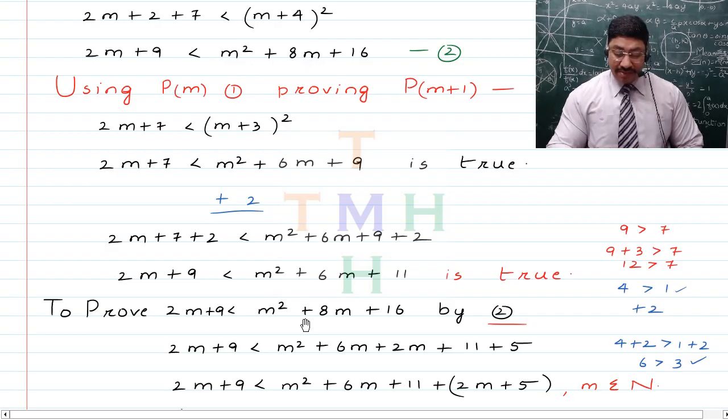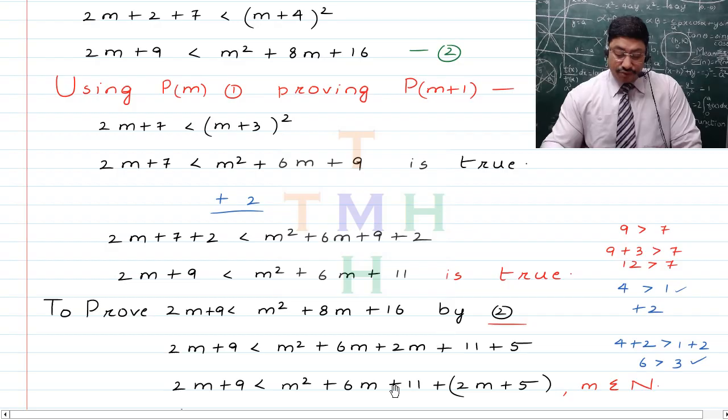So here we keep this in purview and try and prove this, right? This is obviously by the second inequality. Now children, we are reminded of an inequality which is already true, that is 2m plus 9 is less than m square plus 6m, right? To which if you add 2m, then you will get to 8m plus 11, right? To which if you add 5, then you will get 16, right?